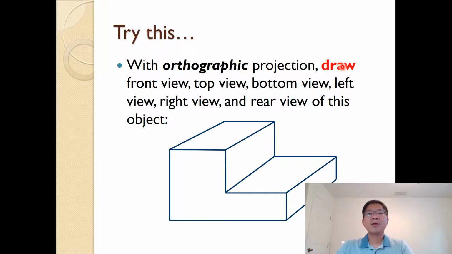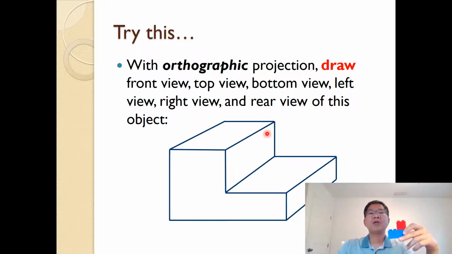So let's pause the video, and I want you to draw by yourself with the orthographic projection, the last method we mentioned. Draw the front view, and then the top view, bottom view, left view, right view, and rear view of this object. So this is the object. Let's pause this video and try it yourself on your paper, and see what it looks like.